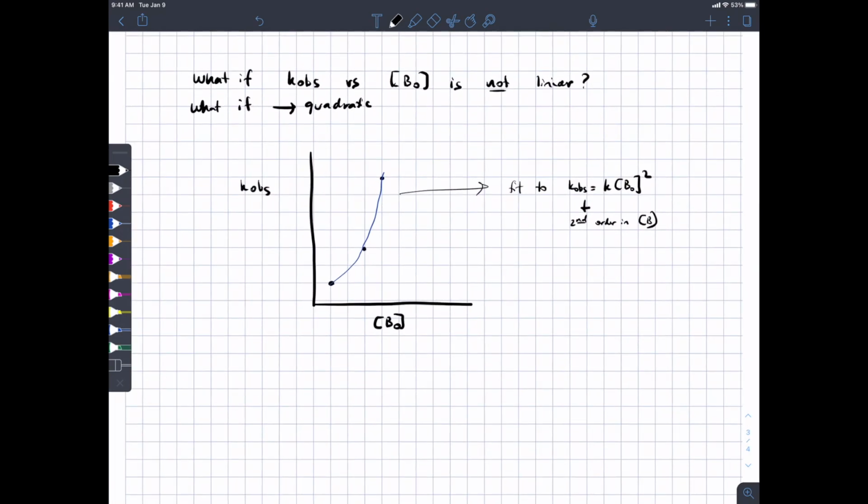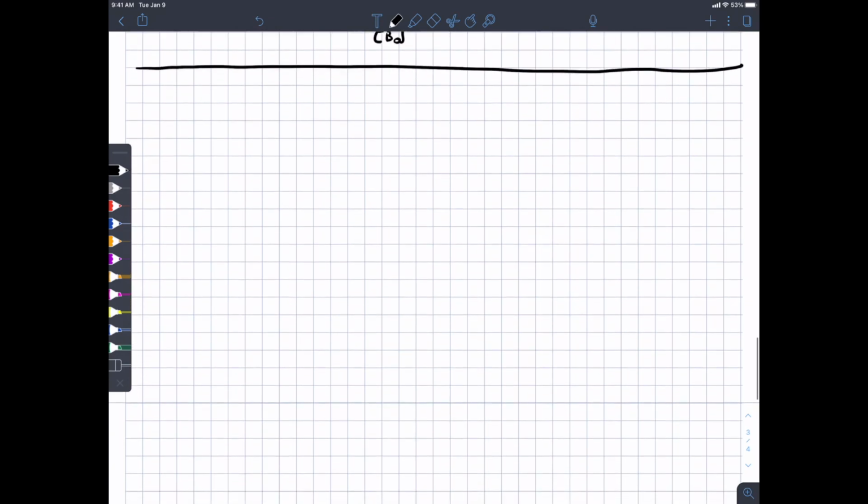So those are some simple starting cases. But there are a lot of other examples of more complicated reaction mechanisms that we need to be prepared to deal with. So what we're going to do now is use as an example the SN1 reaction and try to figure out what the rate law for that SN1 reaction should be.